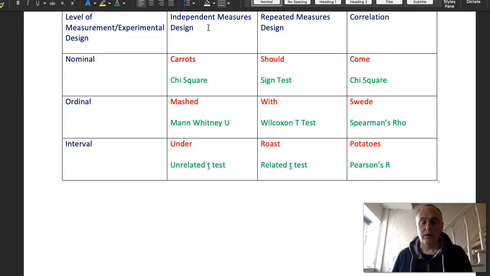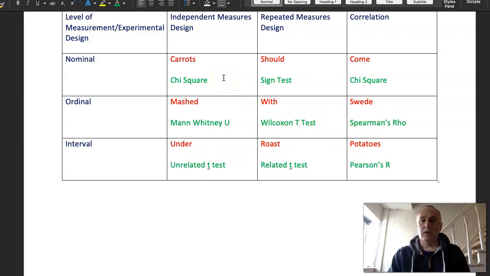You've probably been wondering why I've got the word carrots and mashed and all the rest of it there, but let me make a little bit of sense of it for you. This is the mnemonic, so I'll read it out loud to you, and hopefully it should start stirring up some images of Sunday dinner. Carrots should come mashed with swede under roast potatoes. And again, carrots should come mashed with swede under roast potatoes.